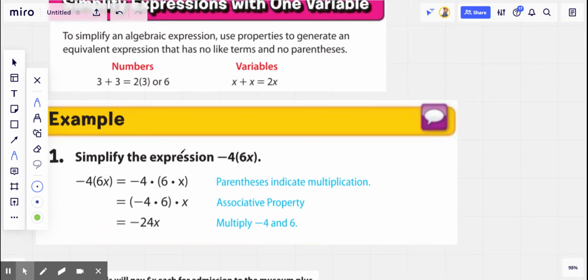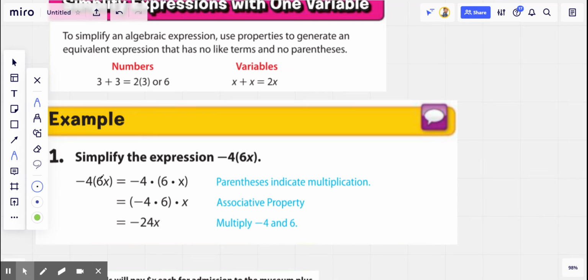Example 1. Simplify the expression negative 4 times 6x. Here they have negative 4 times 6x. It says parentheses indicate multiplication. We know that. So they did equals negative 4 times 6 times x. Then they're showing how that works with the associative property, and then they multiply negative 4 and 6.